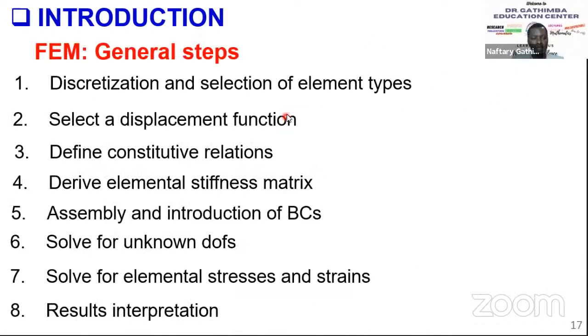Okay. So this is the outline of the steps that you shall be following. You'll be starting with breakdown. We derive a displacement function. We know the material characteristics that we need to use, the relationship between stress and strain. The elemental stiffness matrix, we compute. Then we introduce boundary conditions and we have the assembly. We determine the unknowns, elemental stresses and strains. Then we interpret our results.